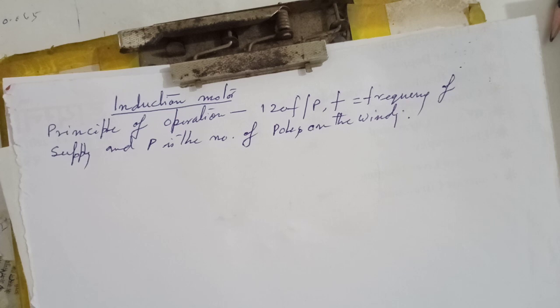The difference between the synchronous speed and the actual speed is known as the slip, and it is expressed as a percentage of the synchronous speed.